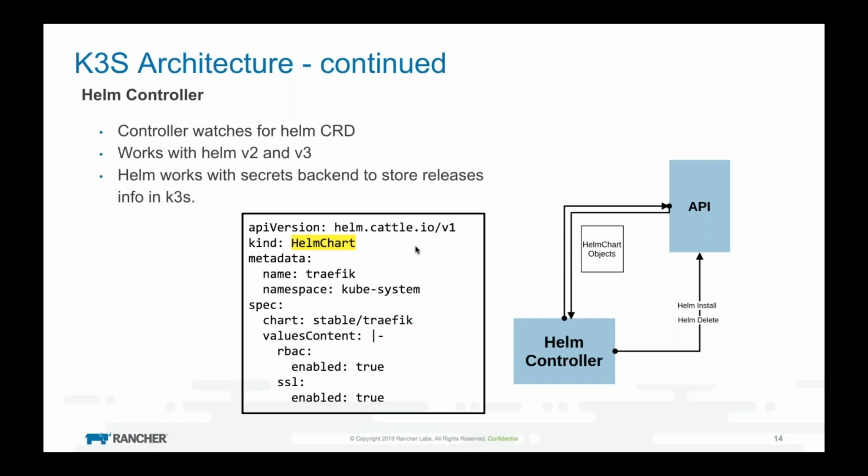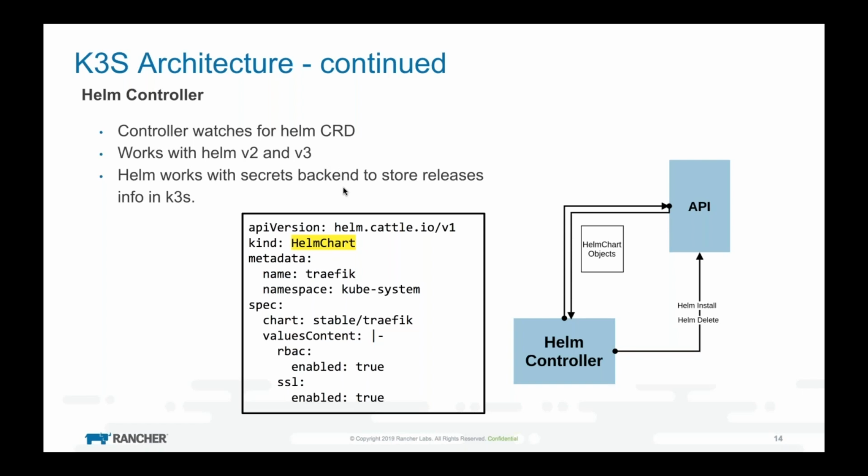And Helm works with secrets backend. If you are familiar with Helm, it works with different backends to store the release information. The default mode is storing the release information on your disk from the place that you run Helm. But another mode is storing the release as a config map, or storing the release information as secrets. So we chose to make the Helm controller save the release information as secrets in the Kubernetes backend.